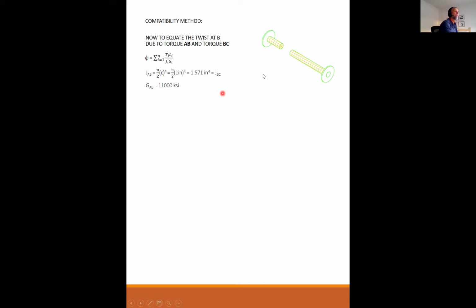G for AB, the problem was defined as steel. So G from your textbook is 11,000 KSI. Get that on your back cover. And G for BC is the same material, so it's also equal to 11,000 KSI.